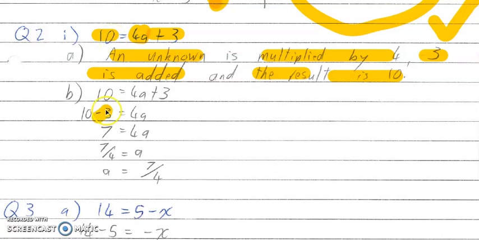So I moved the 3 over first. I subtracted 3, giving me 7 = 4a. Then, the opposite of multiplying by 4 is dividing by 4, so a is equal to 7/4. We don't usually get fractions when solving algebraic equations. However, every now and again we do get them. But if you get a fraction or a decimal, double check your working, make sure it is all correct.